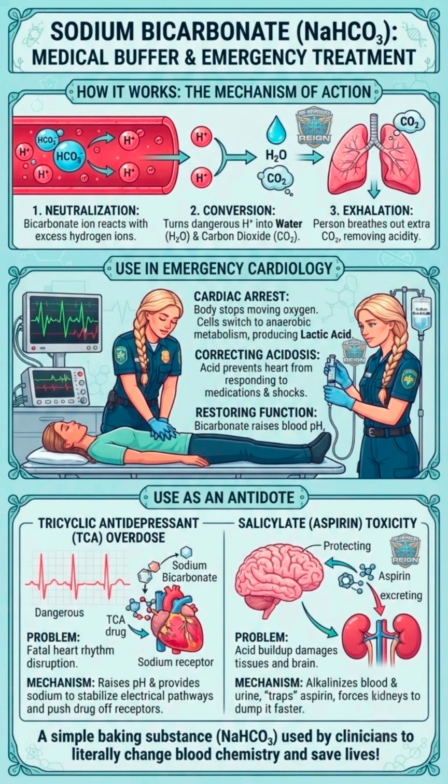1. Neutralization. When introduced into the bloodstream, the bicarbonate ion reacts with excess hydrogen ions, which are what make things acidic. 2. Conversion. It turns those dangerous hydrogen ions into water, H2O, and carbon dioxide, CO2. 3. Exhalation. A person breathes out the extra CO2, effectively removing the acidity from the system.